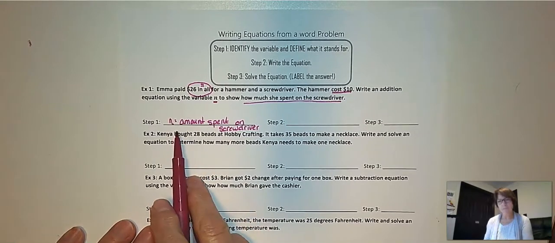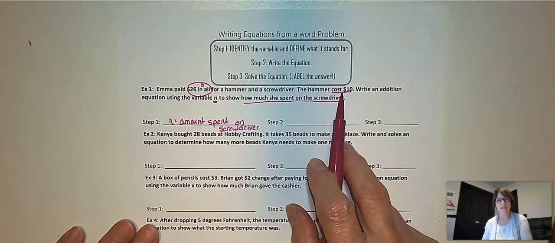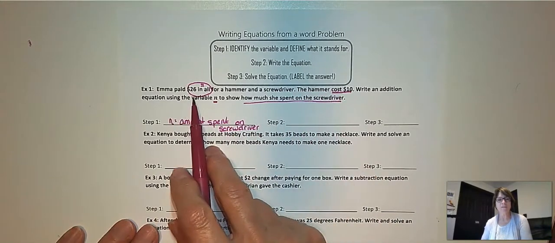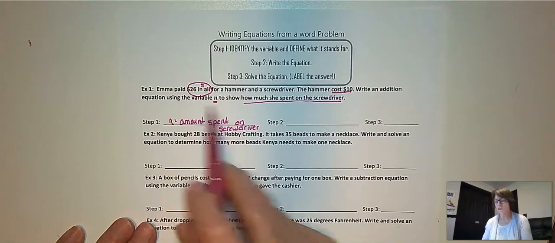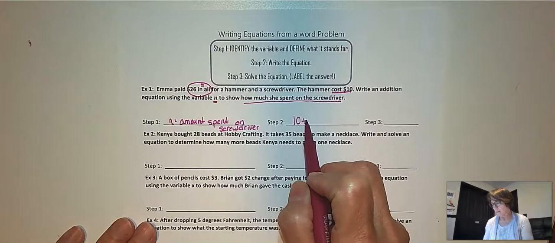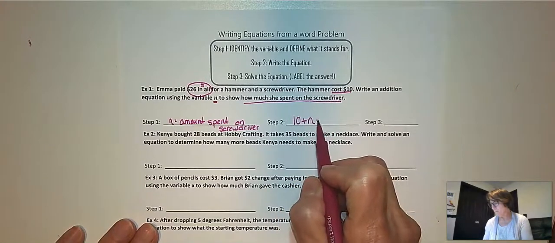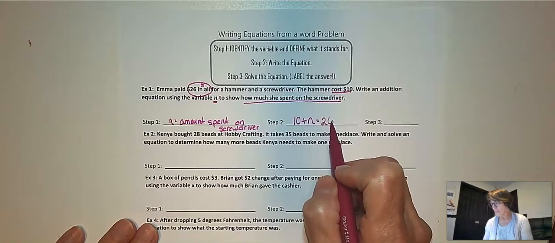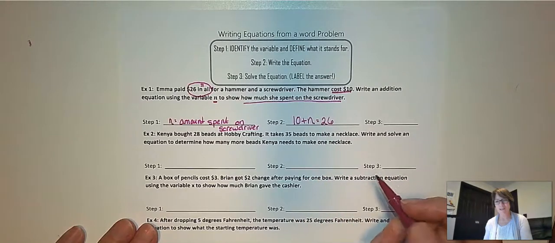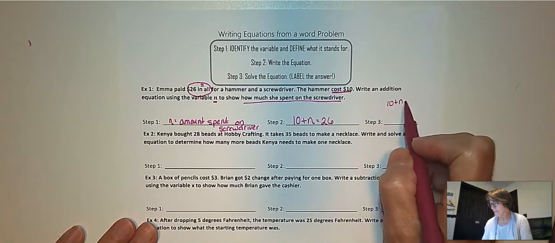Well, we know that this is the amount she spent on the screwdriver, and if we add that to the amount that she spent on the hammer, altogether she paid $26. So we're going to take the amount she spent on the hammer, add the n, the amount that she spent on the screwdriver that we don't know, and then we know that equals $26. Now we have an equation that we can solve: 10 plus n equals 26.